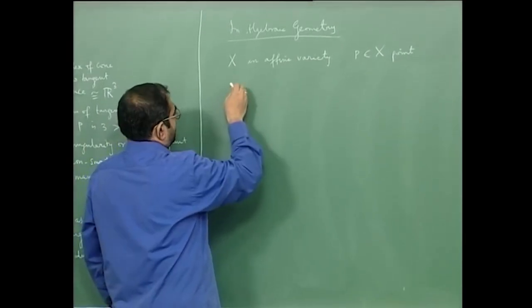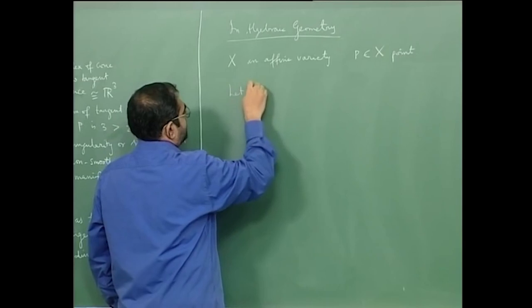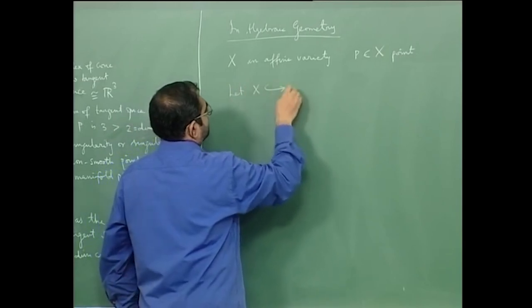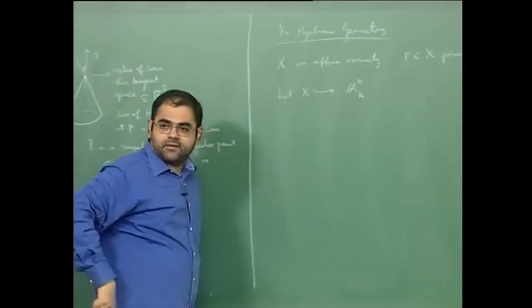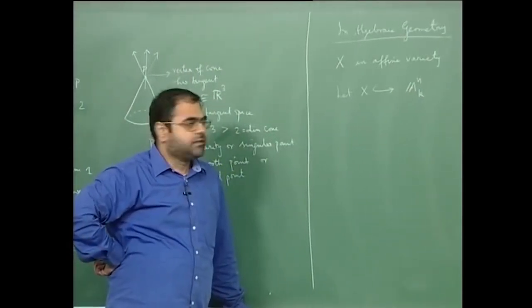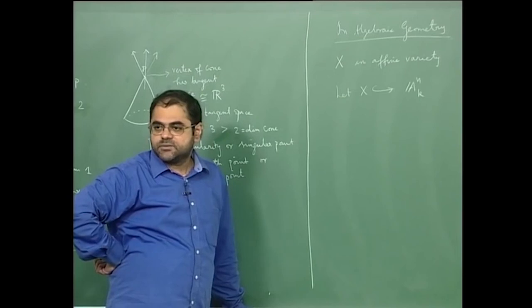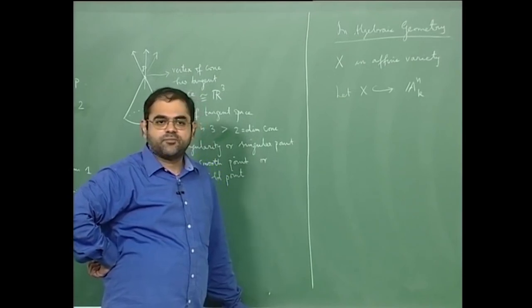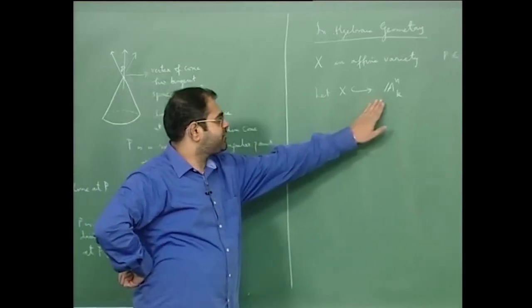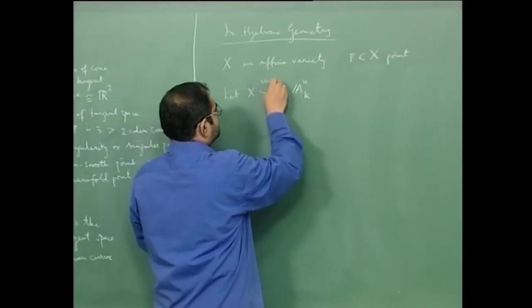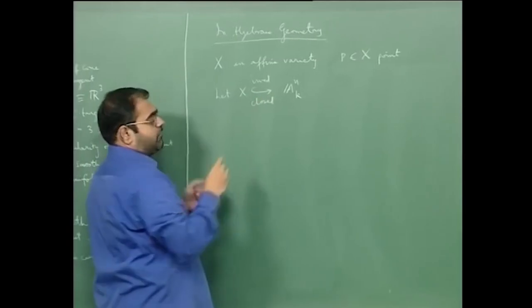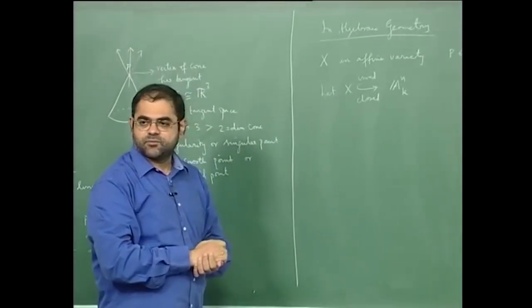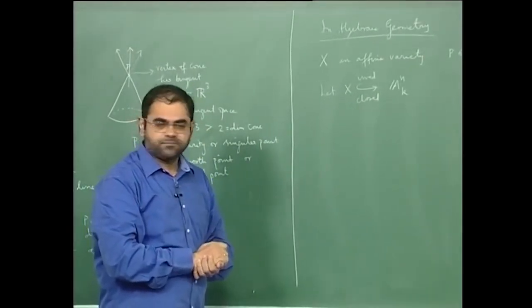Let X sit inside some affine space over K. K is of course an algebraically closed field. X is an affine variety, so it is an irreducible subset. It's isomorphic to some irreducible closed subset of some affine space. By definition, X is isomorphic to an irreducible closed subset of an affine space.